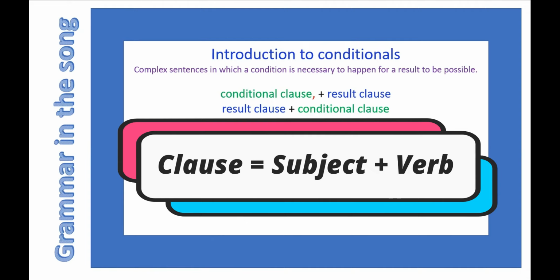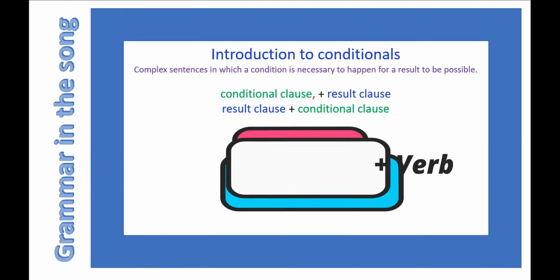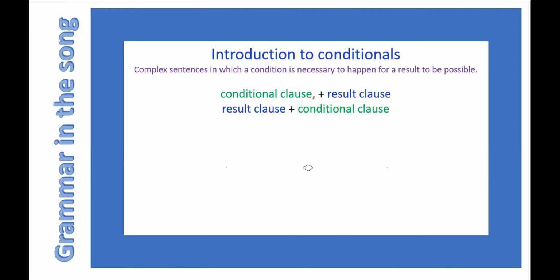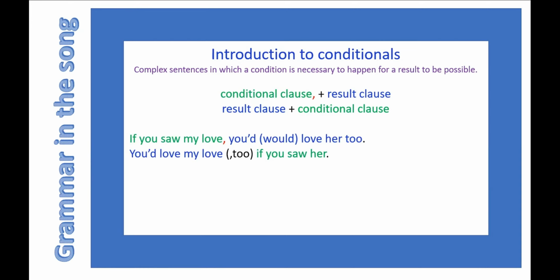The conditional clause contains the condition that is necessary to happen, and the result clause, as its name says, contains the result after the condition. The position of the clauses can be both the conditional clause at the beginning and the result clause then, or the result clause at the beginning and the conditional clause then. But when the conditional clause comes before the result clause, it is compulsory to put a comma between them. Let's see some examples in the song. And if you saw my love, you love her too.